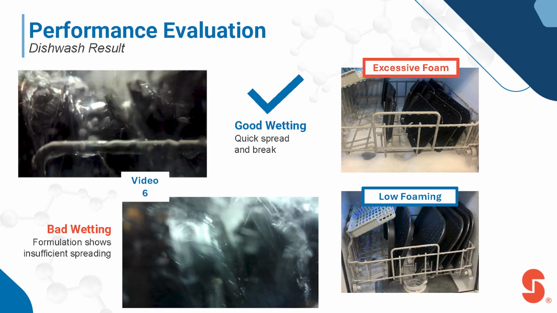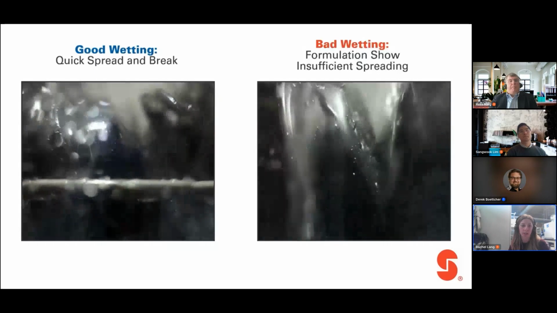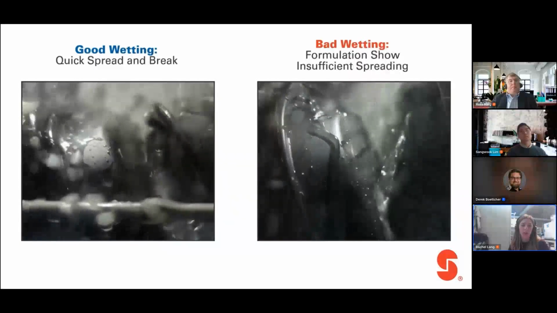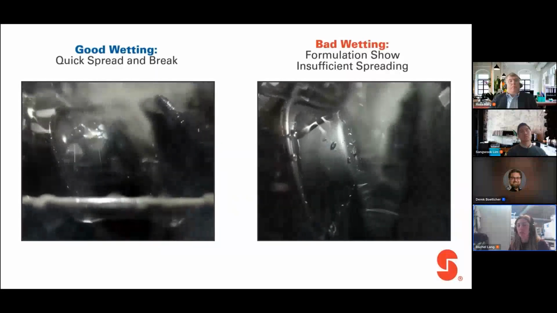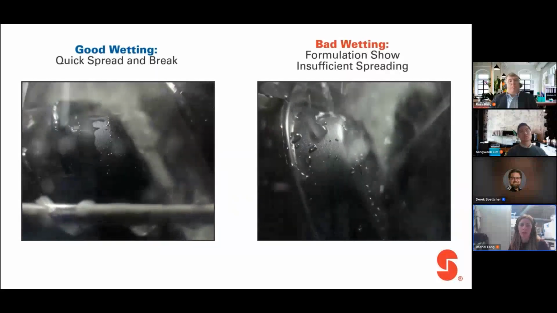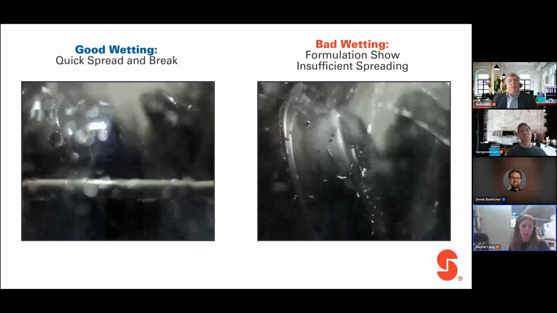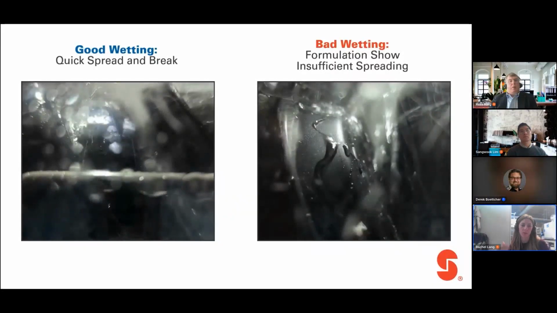I'll show these videos to show what good wetting really looks like in real time and what bad wetting looks like. On the left, you see it spreads, but then it quickly dissipates. On the right, we see beading. It is quite obvious that this formulation on the right does not want to interact with the ware. That will start encountering issues like mineral spotting, and we won't have good cleaning.